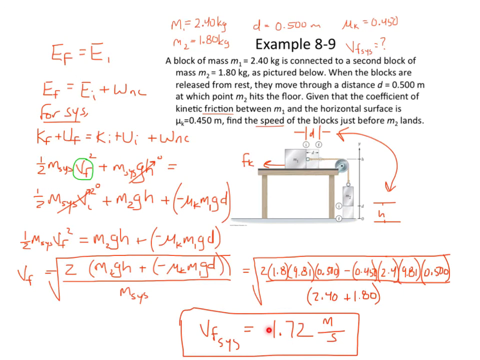Okay, so this is a good first example of using non-conservative work in our equations for conservation of energy. 1.72 meters per second is our final velocity, and that's our example.